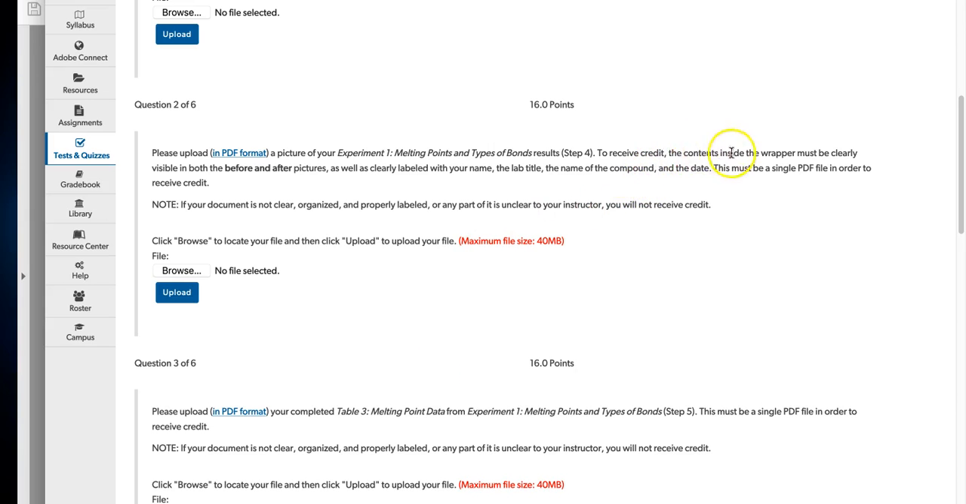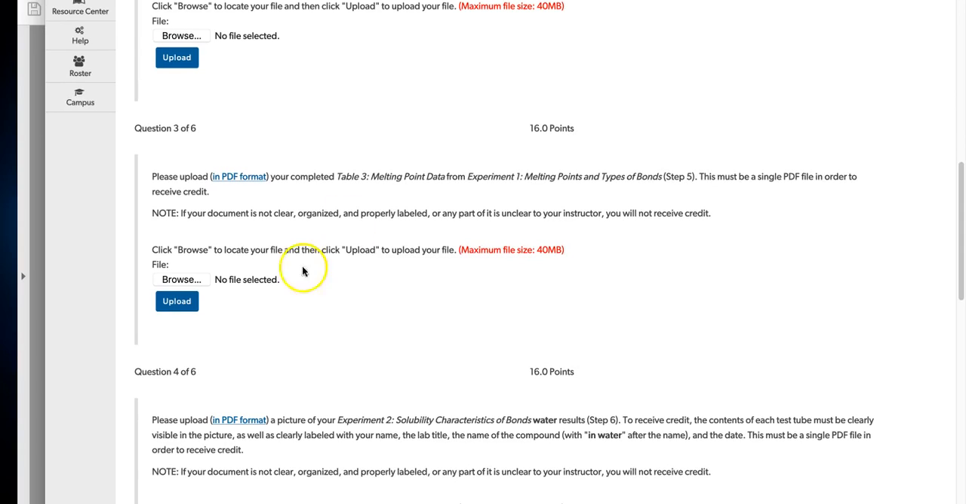Again, I have to be able to see the contents inside the wrapper. You have to label before and after, and a label with your name, title of the lab, name of the compound, and the date. One file with all of that in there. Click Browse and Upload when you're ready.